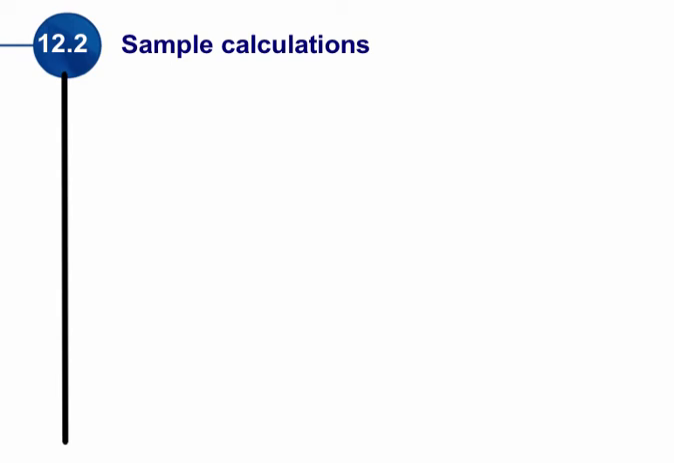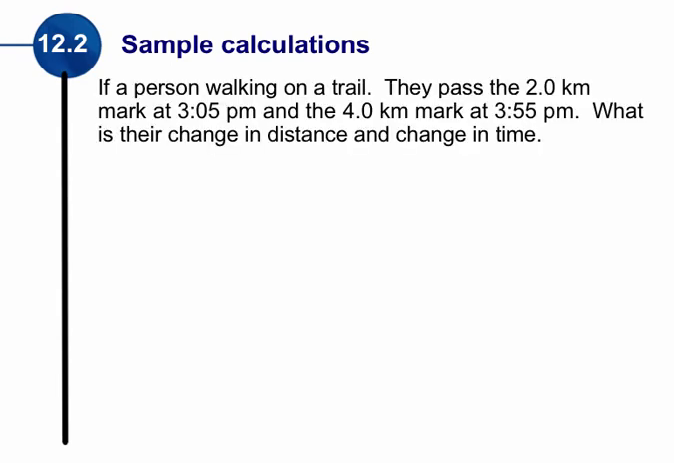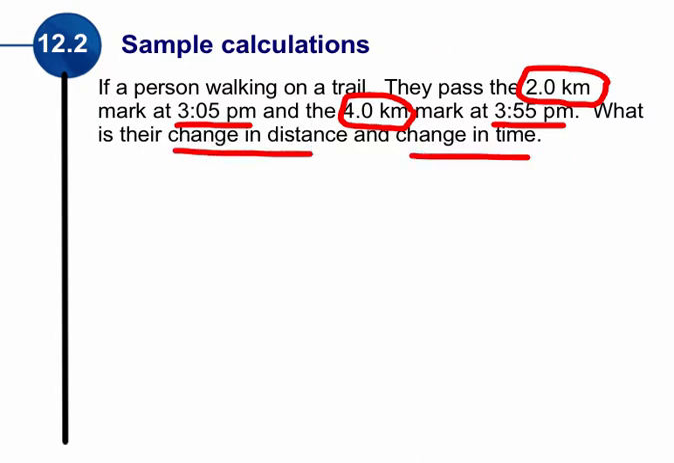Here's a little sample calculation, and here's a person out on a walk, and they pass the 2-kilometer mark at 3:05 p.m. and then the 4-kilometer mark at 3:55 p.m. Our question is, what is their change in distance and change in time? So the important thing when we do questions like this is to recognize numbers. Here's a number, 2 kilometers, that's going to represent something. Well, I might as well do the other distance. There's a 4 kilometer. Those two together are going to matter. Well, this is clearly 2 times. And what we're trying to find in this case is their change in distance and their change in time.